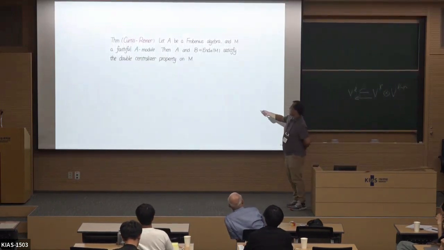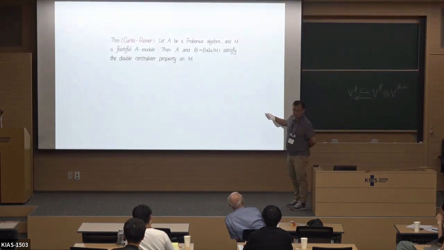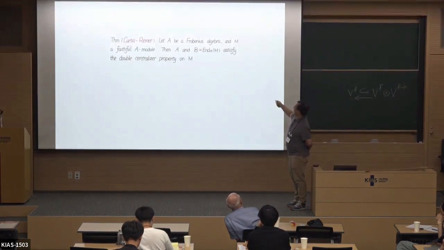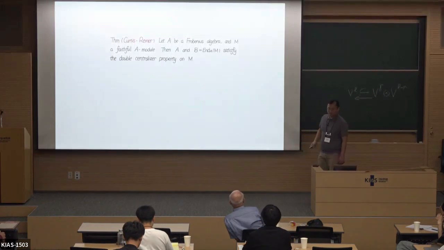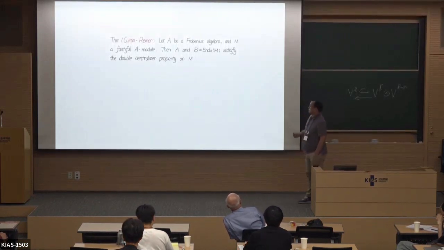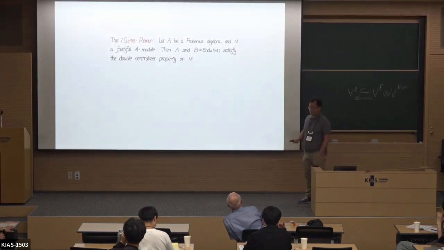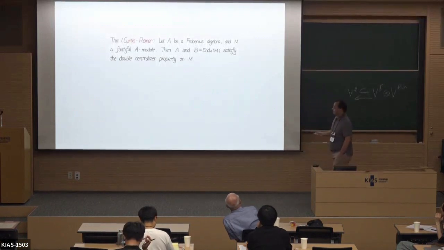Faithful just means non-zero elements act non-zeroly. So the action of A into the endomorphism ring of M over K is injective. Or different elements act differently on M. Okay, any questions? I was a little bit surprised. This result seems to be pretty basic and fundamental, but it's not taught in modern representation theory books. It's not included, but it's included in Curtis and Reiner's classical book. So I really like this.